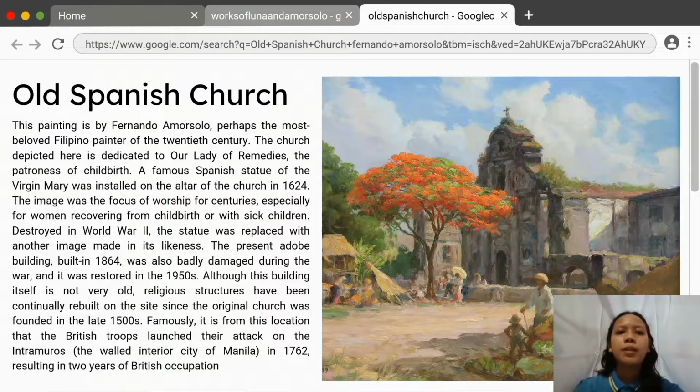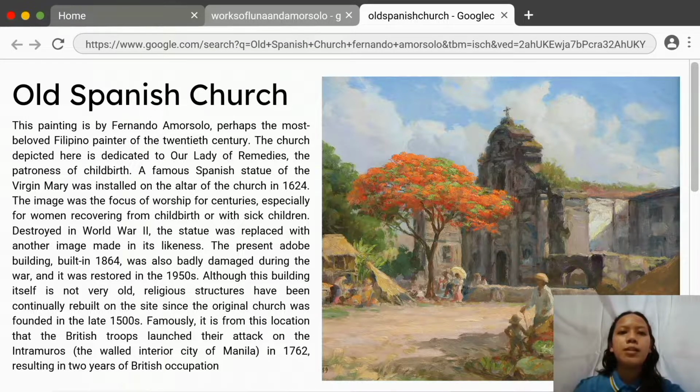The present adobe building, built in 1864, was also badly damaged during the war, and it was restored in the 1950s. Although the building itself is not very old, the religious structure has been continually rebuilt on the site since the original church was founded in the late 1500s.